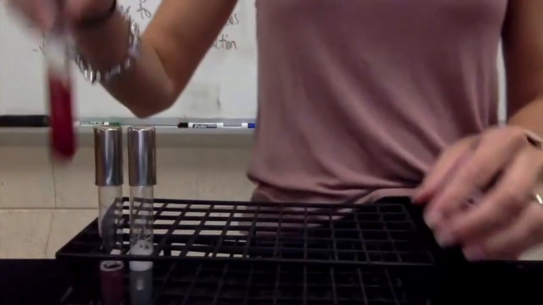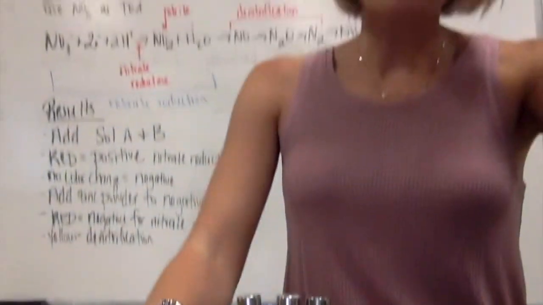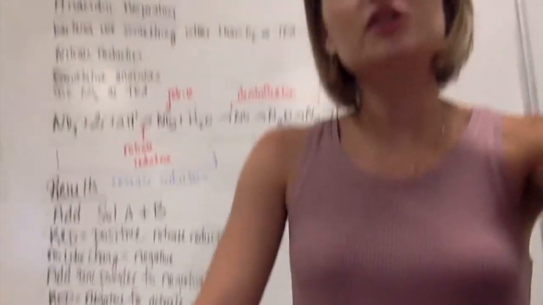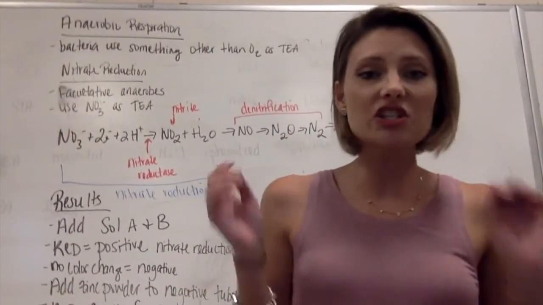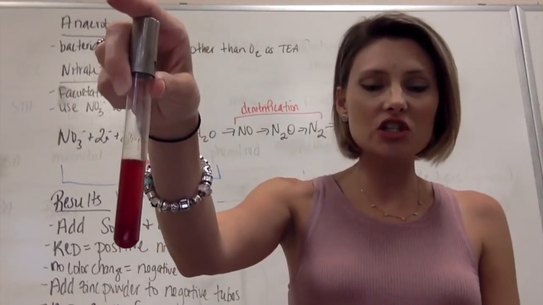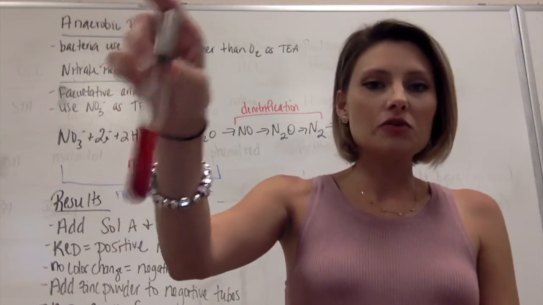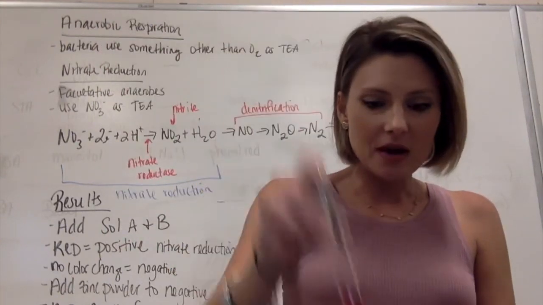So as a review, we are asking ourselves, does our bacteria do nitrate reduction, denitrification, or nothing at all? E. coli was positive for nitrate reduction. That means that once I added the A and B, it turned red, reduced the nitrate to nitrite. That's my positive result.